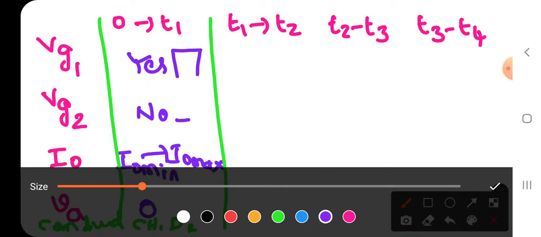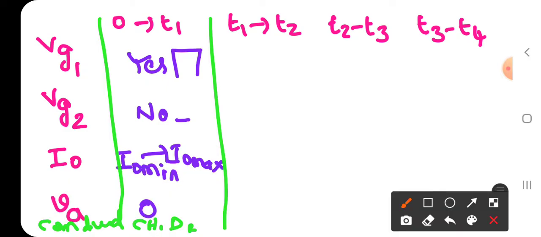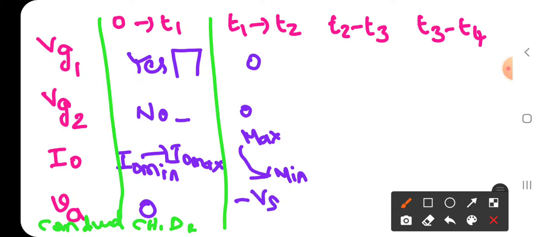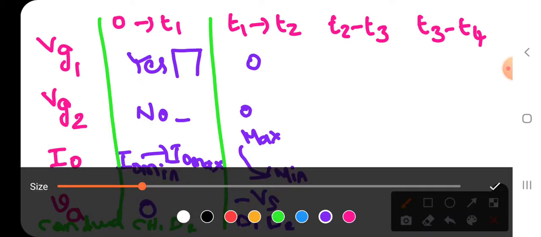Next mode 2. In mode 2, this will be 0 and here it is also 0, but I naught will decrease like this from maximum to minimum. And VA is minus VS. So D1, D2 are on.